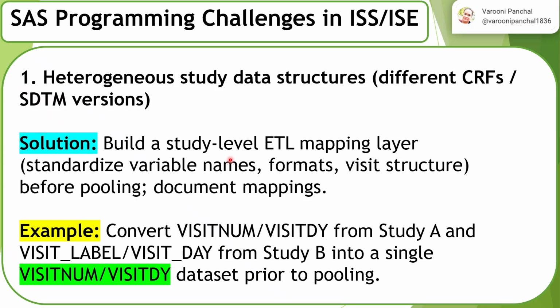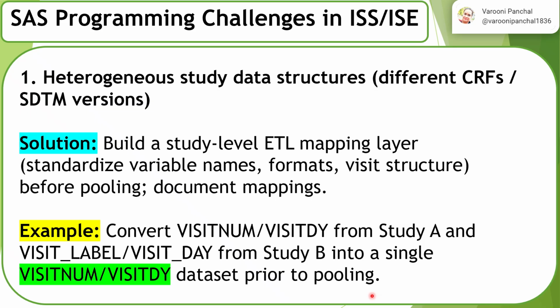Say for example you have 12 studies. You need to first build a very strong document for converting before working on the ISS study. For example, converting variable names from study A and study B, which have different visit number and visit day variable names, when you combine them into a single one. Imagine you are handling only 2 studies.